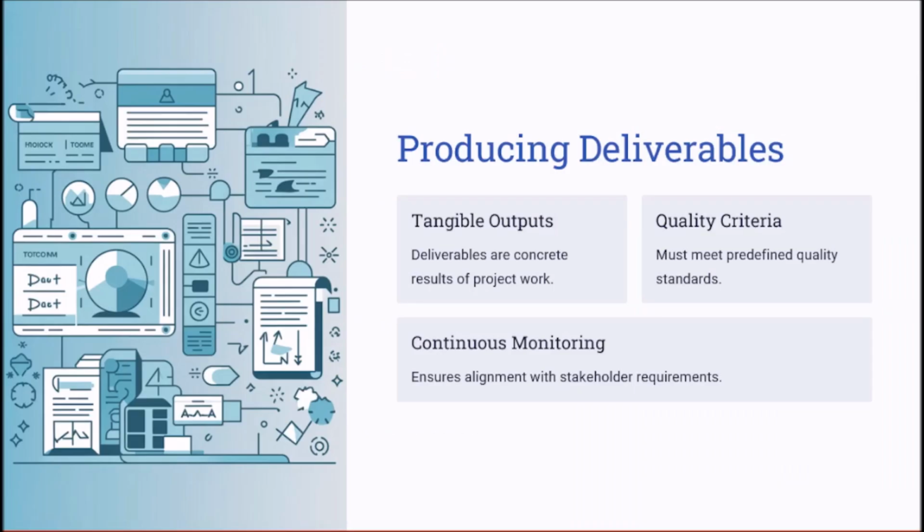When it comes to producing the deliverables, deliverables represent the tangible outputs created during the direct and manage project work process, and they must meet quality and acceptance criteria outlined in the project plan. Let's take an example here. Let's say there is a manufacturing project. Deliverables include a finished product that meets the technical specifications. The quality assurance process ensures that these deliverables align with the stakeholder expectations, preventing rework or dissatisfaction.